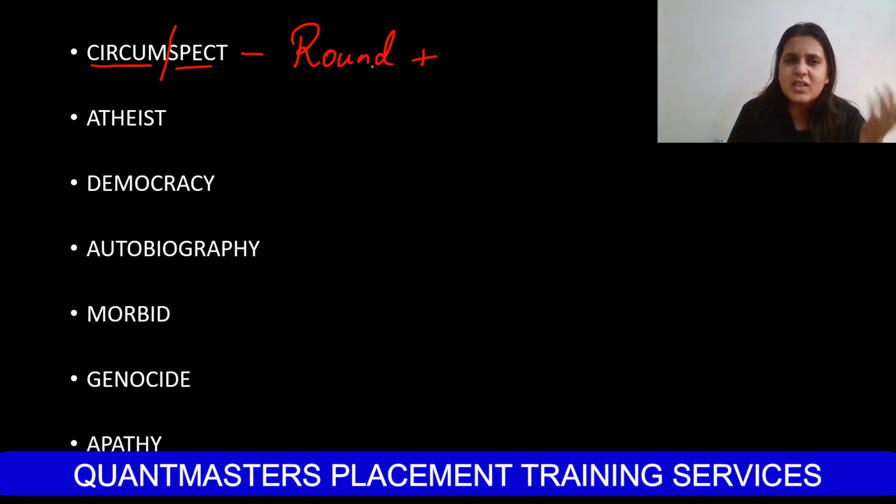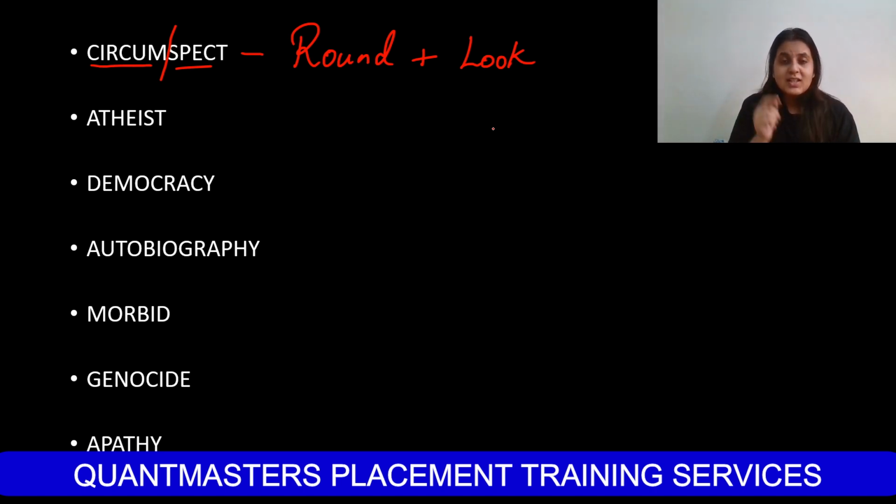Spect. What do I do with my spectacles? I look or see. So circum is round, spect is look. Now put them together. So when you say circumspect, it basically means to look around.